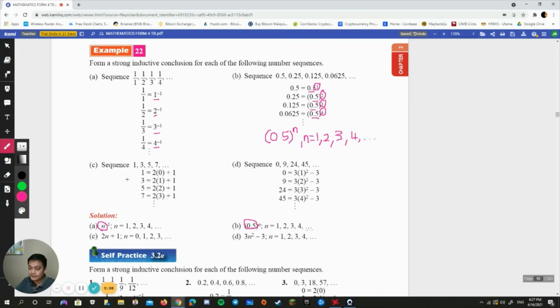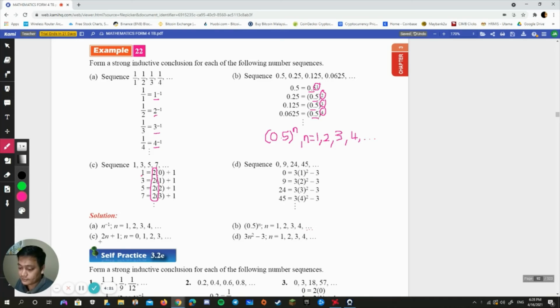Then you refer to C for sequence 1, 3, 5, 7. Now we refer to example 22C for sequence 1, 3, 5, 7. Here we show the steps of how to get this sequence. For example, number 1 is equal to 2 times 0 plus 1. For number 3, 2 times 1 plus 1. For number 5, 2 times 2 plus 1. For number 7, equal to 2 times 3 plus 1. As you can see here, the common feature is 2.